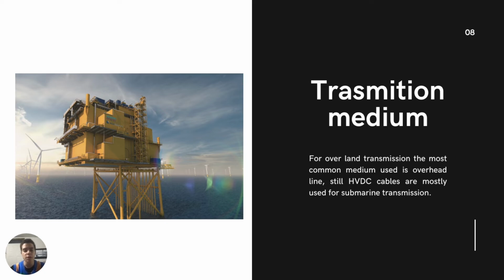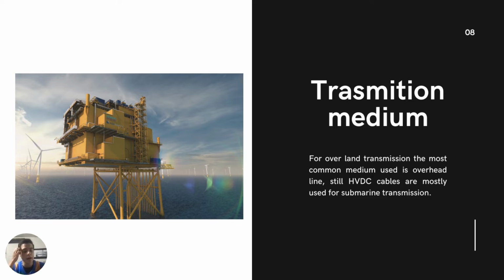Well, for the transmission medium, we do have two kinds of transmission. We have overland transmission, and we also have submarine transmission, which is actually the most common one for high voltage direct current. And for overland transmission, the most common medium used is the overhead line, and it is normally bipolar. This means that the current can go both ways.